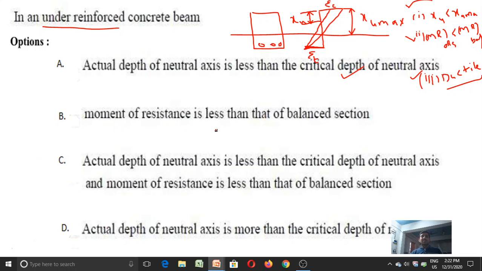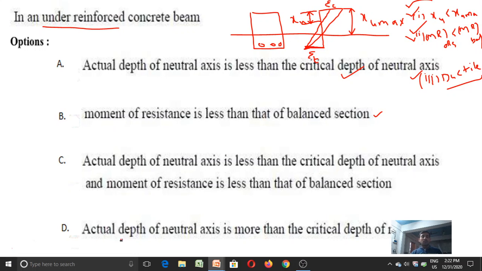The moment of resistance is less than that of the balanced section. This is also correct, right? And in the third option, the actual depth of neutral axis is less than the critical depth of neutral axis. So the first point is valid, and the moment of resistance is less than that of the balanced section. The second point is also valid, right?